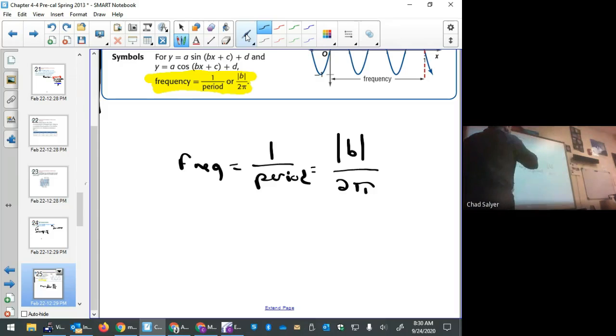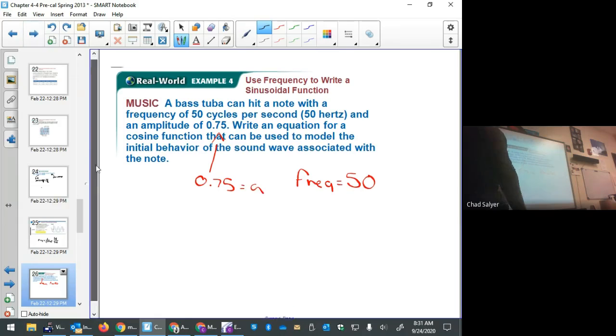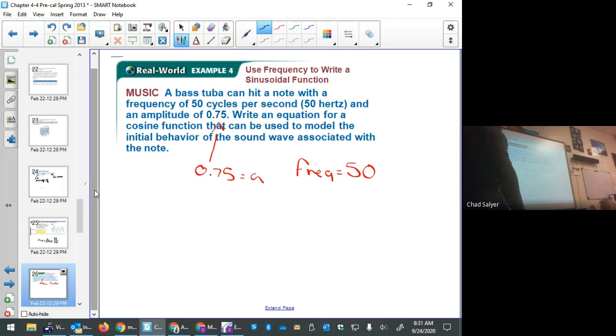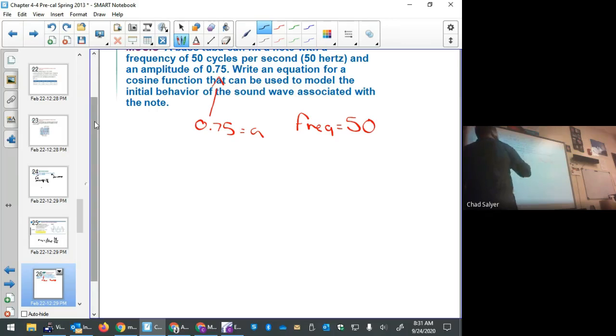So frequency is 1 divided by the period. A bass tuba can hit a note with a frequency of 50 cycles per second and an amplitude of 0.75. Write an equation for a cosine function that can be used to model the initial behavior of the sound wave associated with that note. So this tells us the A value is 0.75.